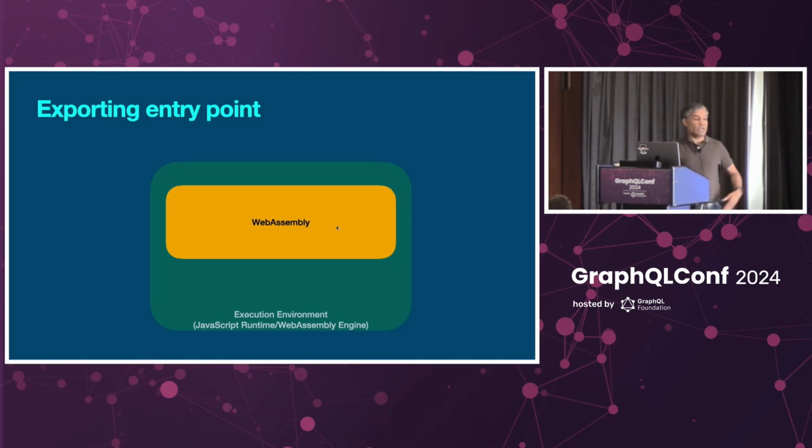So first thing we have to do with WebAssembly is expose a resolve function. This is a way you say that if you want to resolve a particular query, call this function, and it will do whatever is needed, and that will be Rust code that will be compiled to WebAssembly.